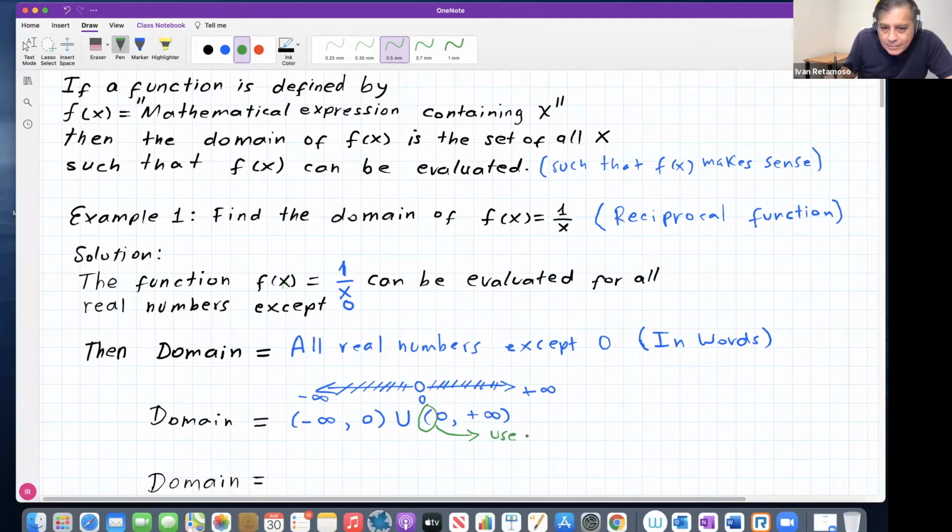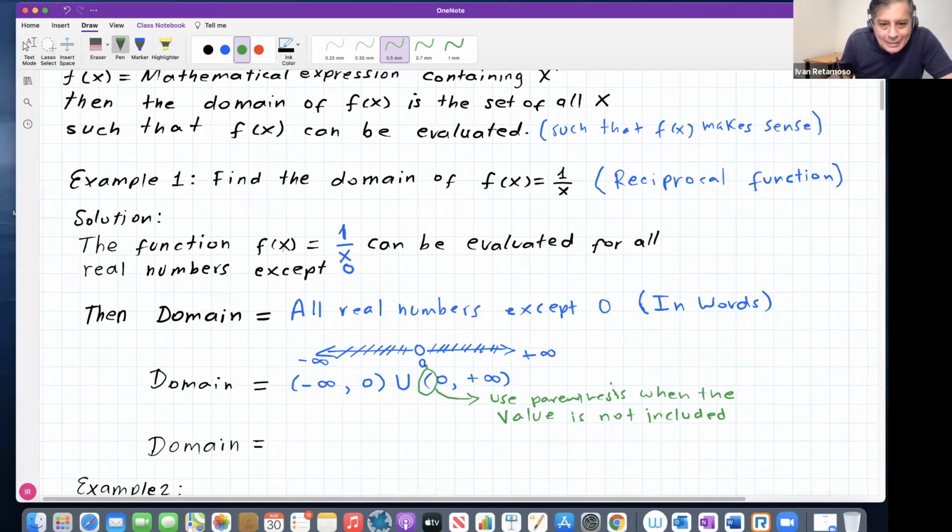The idea of these parentheses, I'm going to write right here, is this. Use parentheses when the value is not included. You may say, Professor, what shall I use if the value is included? You use brackets. Later in the next example, I will show you, okay? But for now, parentheses, whenever you are not considering this value, 0, right? Very good. All right, moving on.